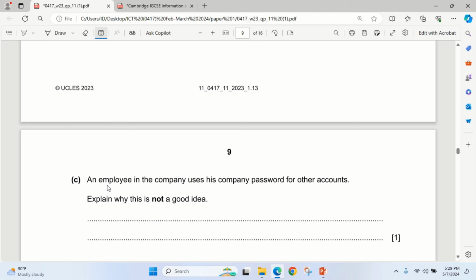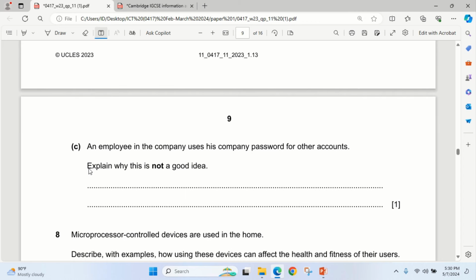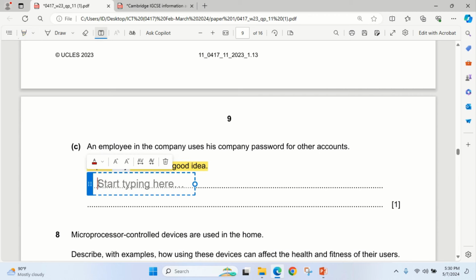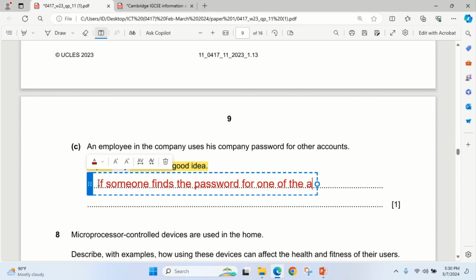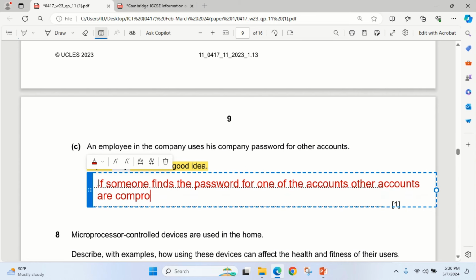Now can we go to the next question, which is question 7c. An employee in the company uses his company password for another account, the same password. Explain why this is not a good idea. Why using the same password for all other accounts is not a good idea. It is very simple, because it means that if someone finds the password for one of the accounts, other accounts are already compromised.